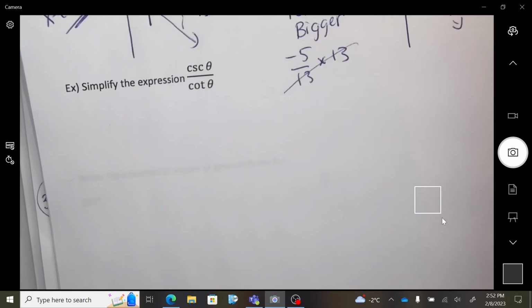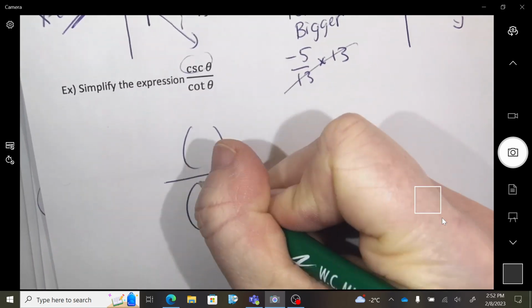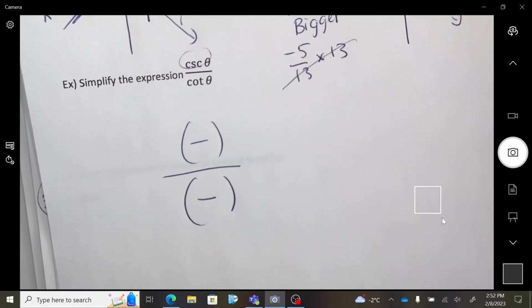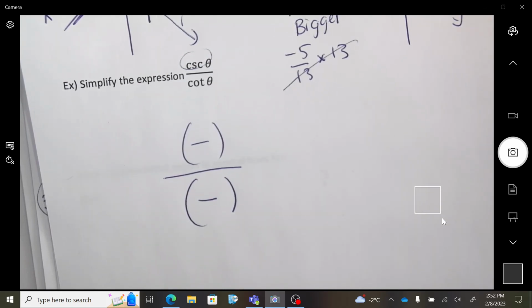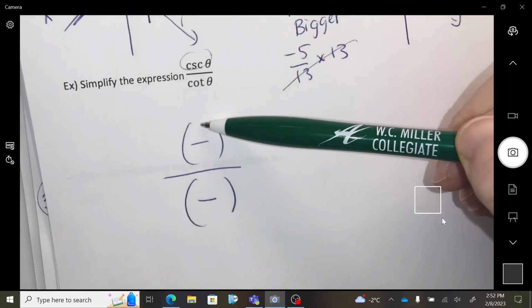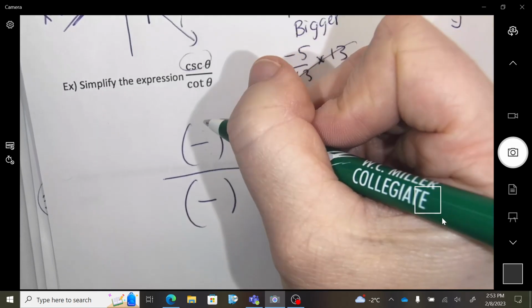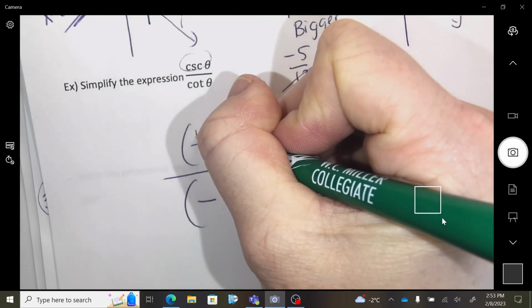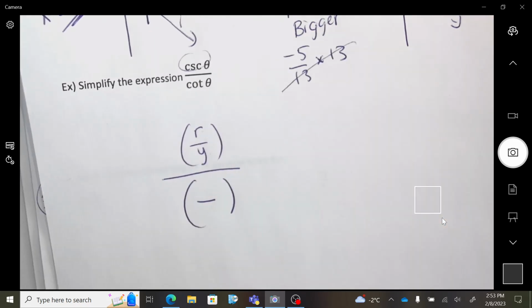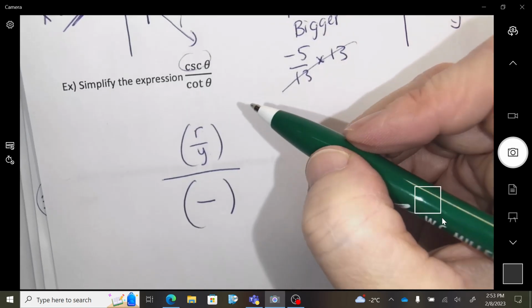Simplify this expression. I need you to fill in all this for me. Cosecant is going to be what? It's r over y from the formula sheet.